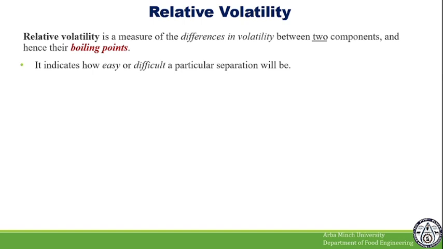If we have similar or closely related relative volatilities of components and we use distillation on a binary mixture, it is very difficult. If we have a huge variation in relative volatility between the compositions to be distilled, they are easily separated based on their boiling points.